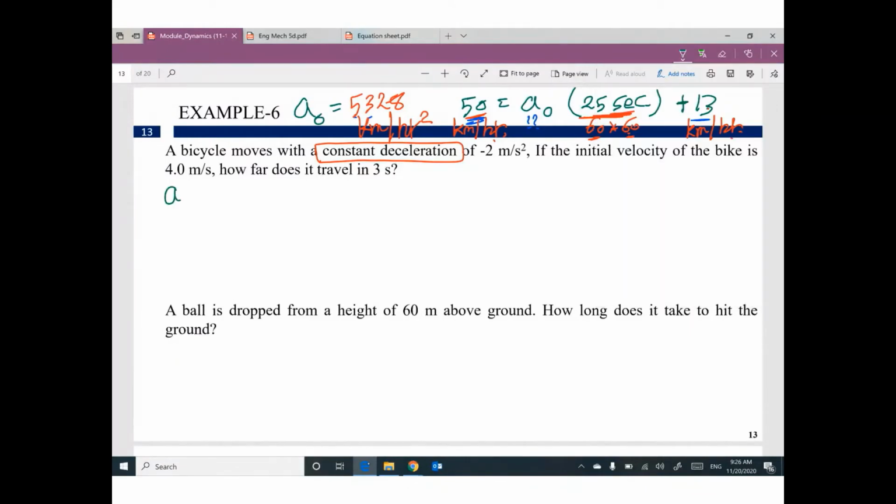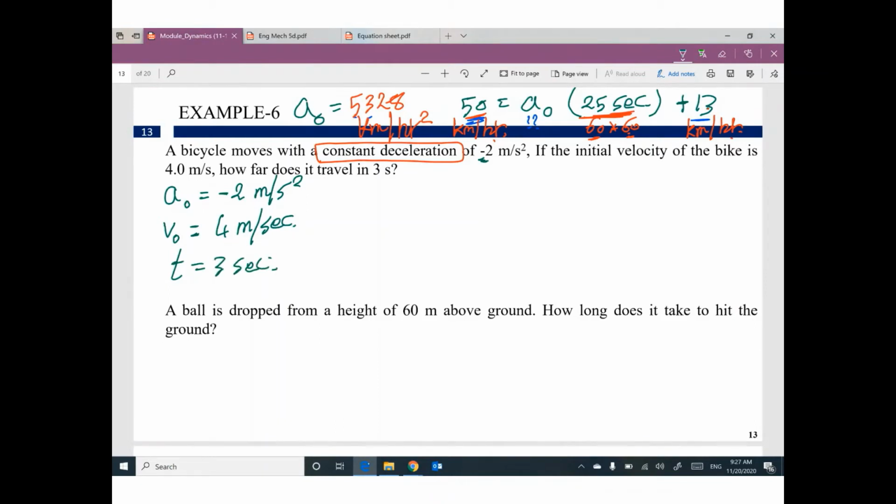Constant acceleration means a naught equals negative 2. That's fine. Negative means you are decreasing your movement. Negative acceleration means you are slowing down. When you are hitting the brake of your car, you are slowing the car's movement. That means your acceleration is negative. If the initial velocity of the bike, initial means v naught, is 4 meter per second, how far does it travel in t equals 3 seconds?